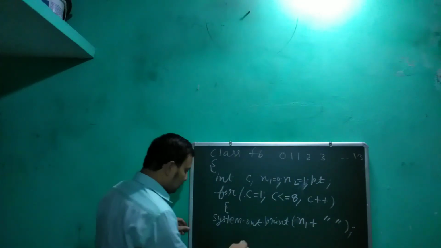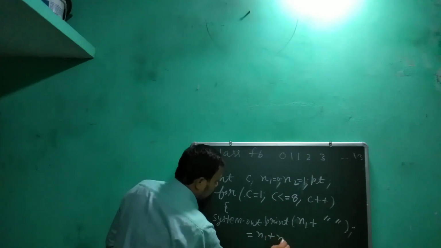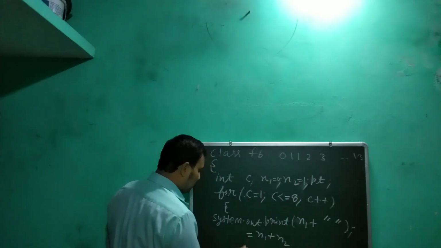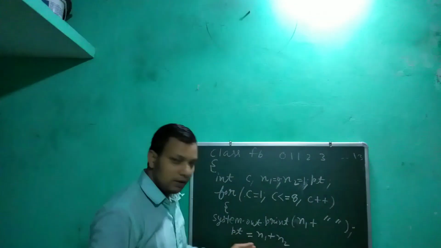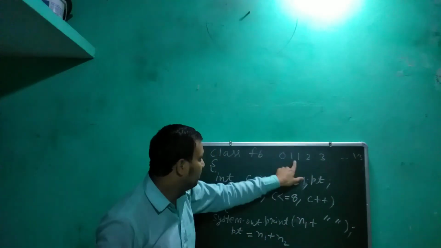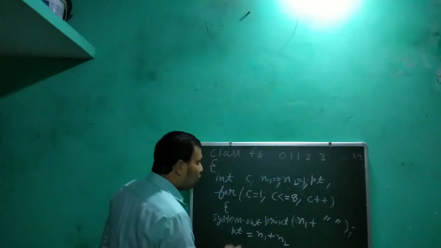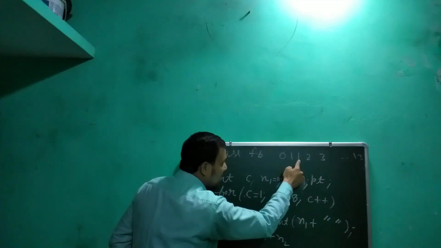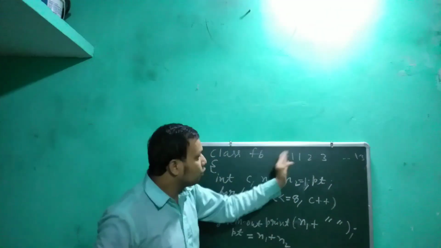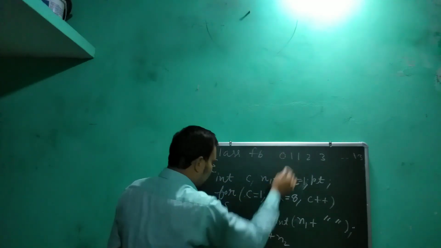What will be the next work? The next work is to add N1 plus N2. After adding, store it in PT, the previous total. PT will store the value of N1 plus N2. Now what do you have to do? Now N2 will be this and N1 will be this. We have to shift the numbers. We have to leave one number and shift to the next number.